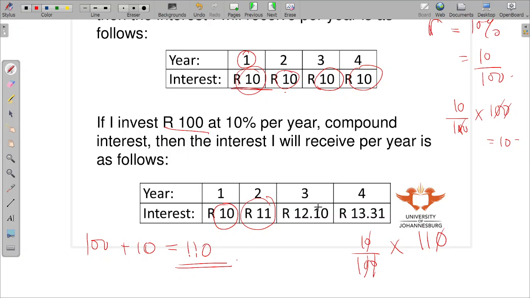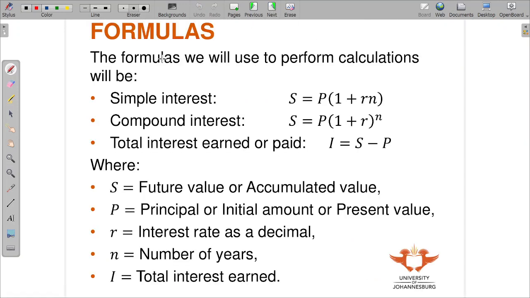Okay, so in the third year it will increase to this. In the fourth year it will increase to this. So we see that in compound interest, the interest increases every year, unlike the simple interest. So that's why this is the case we use in practical life, in accounting and other fields that use interest. Okay.